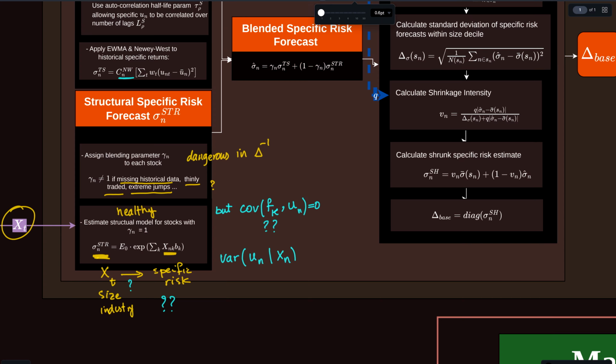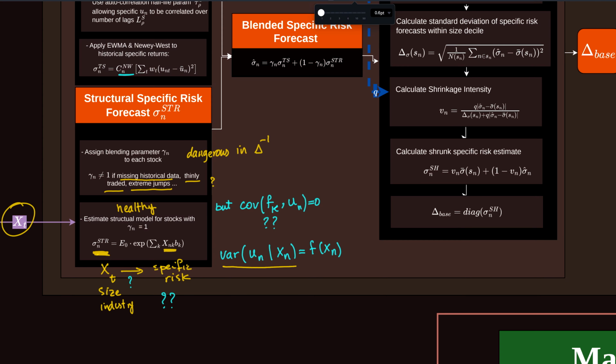And here, we aren't modeling specific returns on the left-hand side. We are modeling specific volatility. So there's no contradiction. But let's set this important distinction aside. We will come back to it when we derive the covariance structure itself. But going back to the pipeline, we estimate those relationships cross-sectionally and then use them to generate a structural volatility forecast for the rest of the universe.